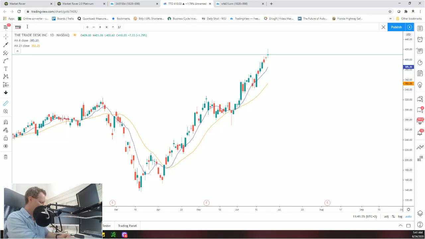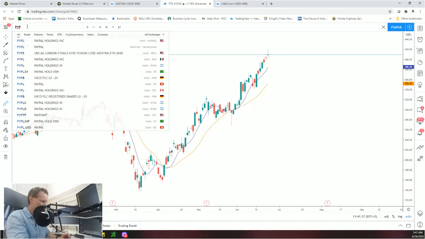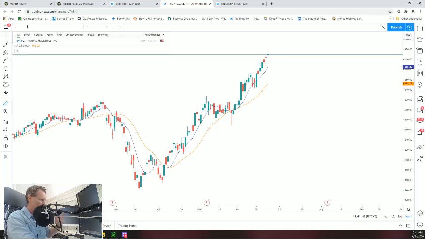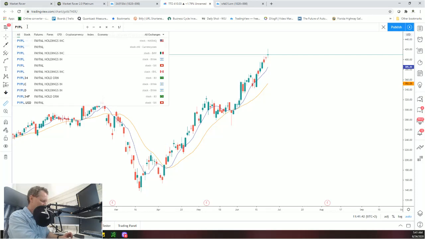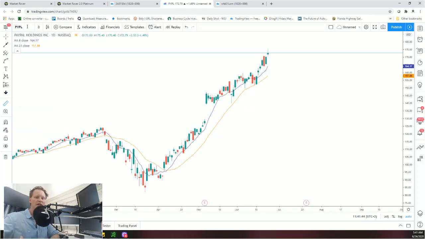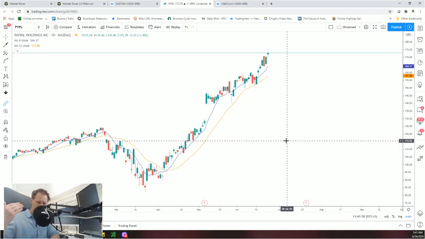Another one I want to look at right now is PayPal, PYPL. And to be clear, I'm not making any fundamental calls on these company stocks. I'm just telling you from a mean reversion perspective, this tends to happen. And not always is the mean reversion move directional.